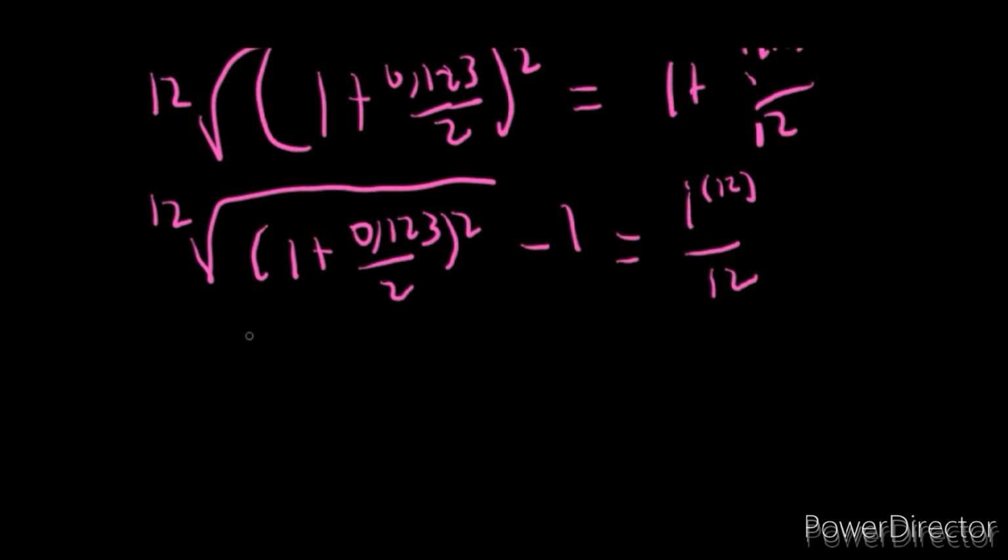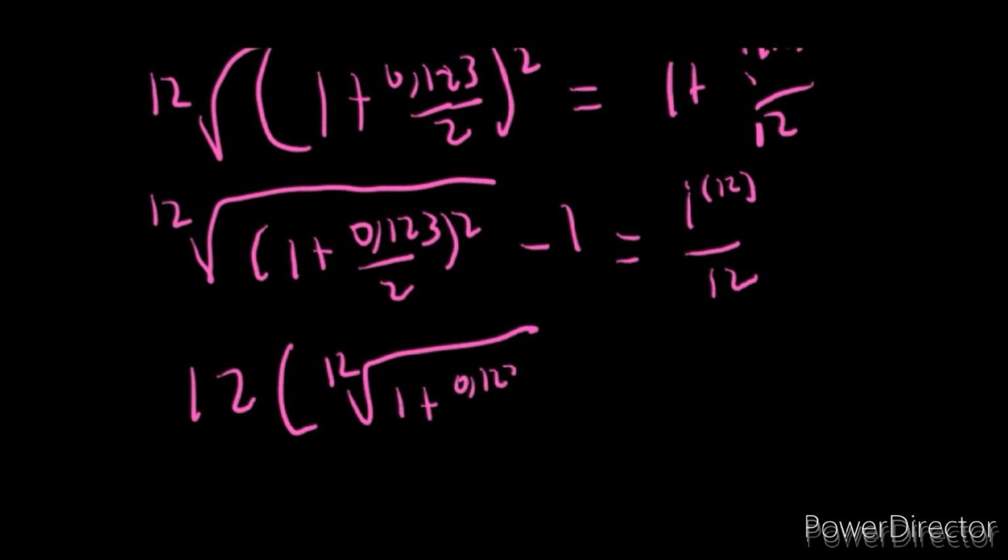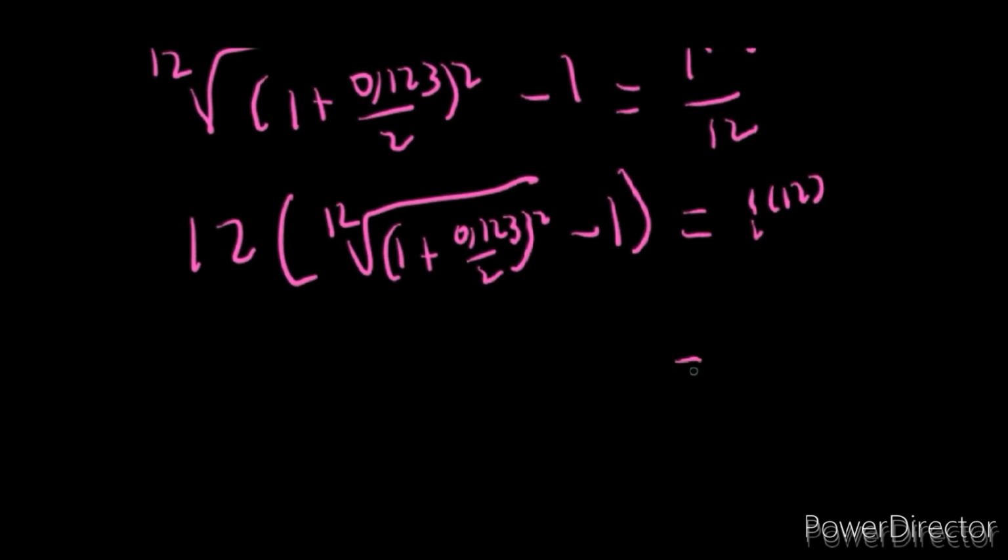So let me get straight to the point. This is going to be 12 times the 12th root of 1 plus 0.123, all squared, over 2, and then minus 1. So this is what we have. So now we're going to have I12. Let's check what the calculator gives us.